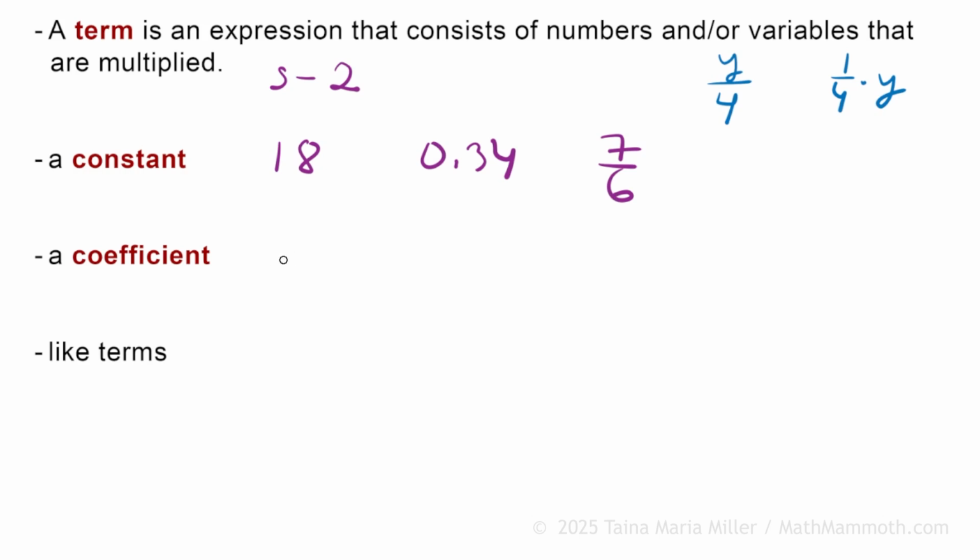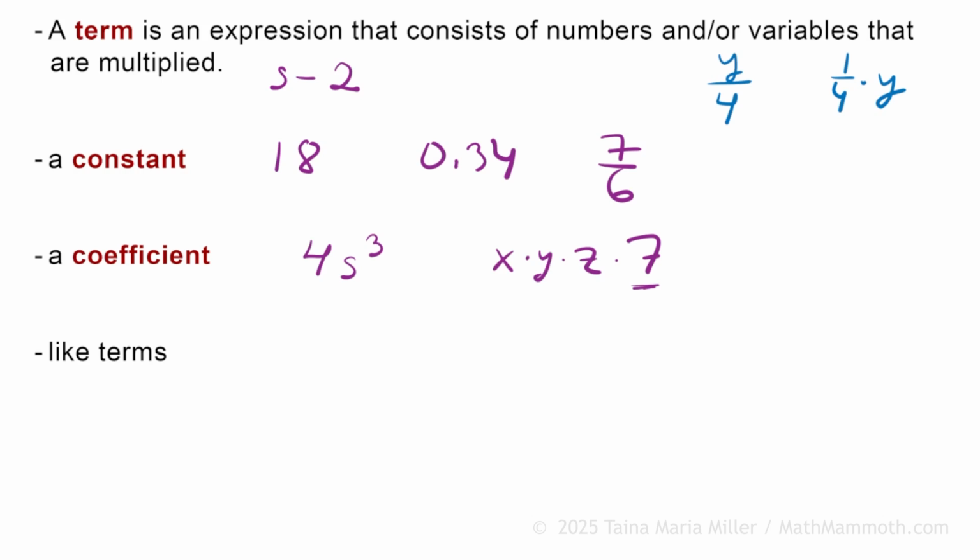Coefficient is a number by which a variable is multiplied, or a variable part. So for example, 4 times s cubed. 4 is the coefficient. Or you could have x times y times z times 7. So then in this case, 7 is the coefficient. It's the actual number by which the variable part is multiplied.